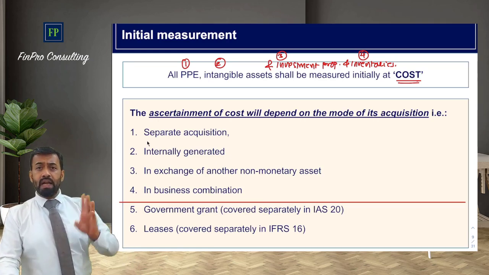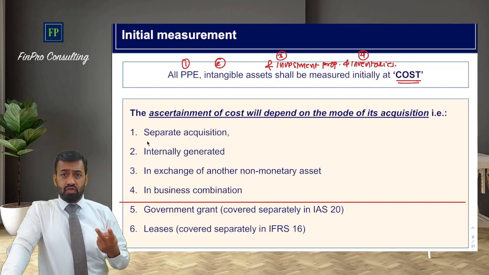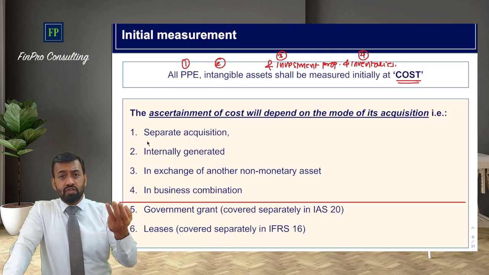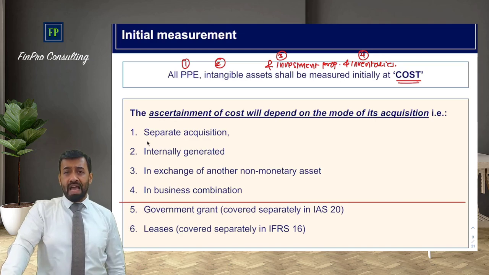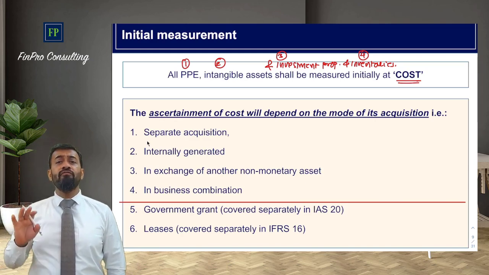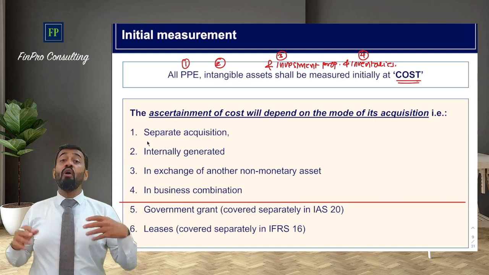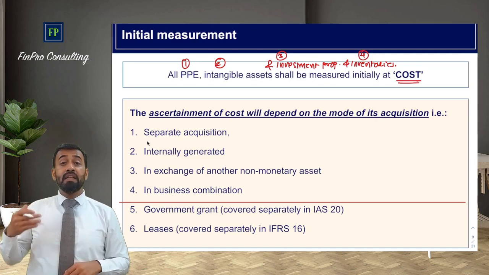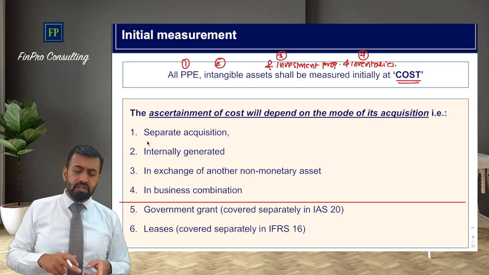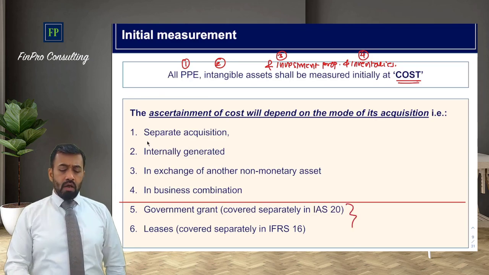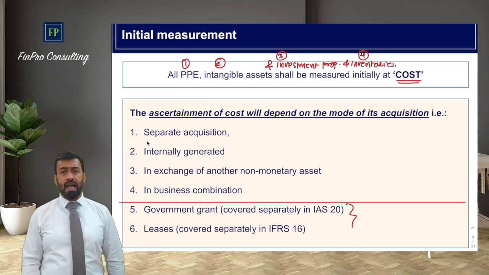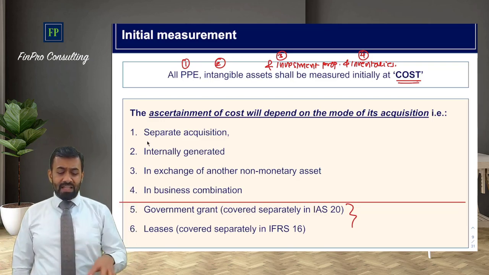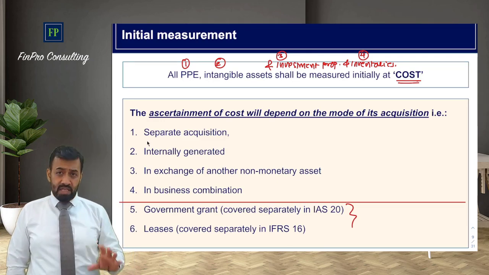Number 1, separate acquisition. Number 2, self-construction or internal development of the tangible or intangible asset. Number 3, asset exchange. Number 4, acquired in a business combination. These could be the 4 ways. Otherwise, it could be a gift from the government, which we can call a government grant, or lastly, it is acquired by way of lease. But there are separate standards which talk about the initial measurement of assets acquired by government grant or by way of leases, and that's why we will not deal with them under IAS 16.